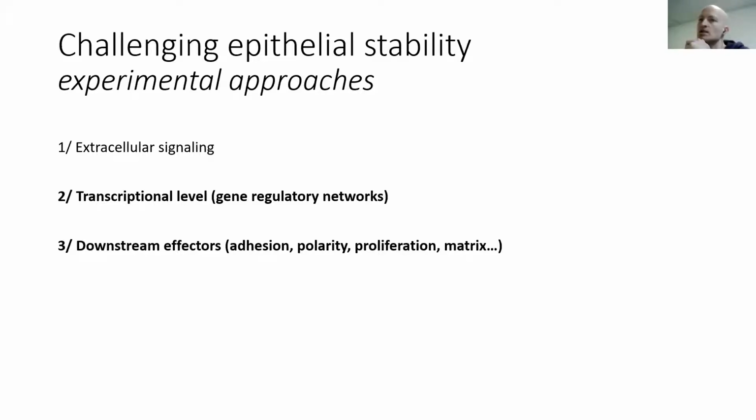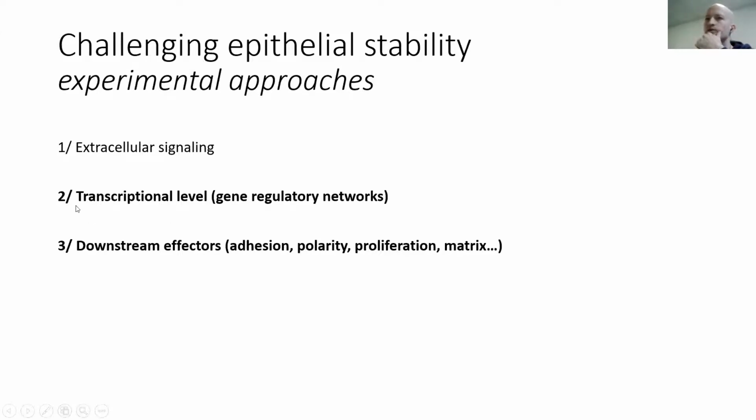As I mentioned in that slide with the network of genes, there are three main levels at which we can address this problem. One is the extracellular signal that the cells are receiving. One is the transcriptional level, the gene regulatory network, how gene expression is activated or repressed in the cells. And then the downstream effectors, the actual proteins that are regulated and will modulate adhesion, polarity, proliferation, interface with the matrix, and so on.